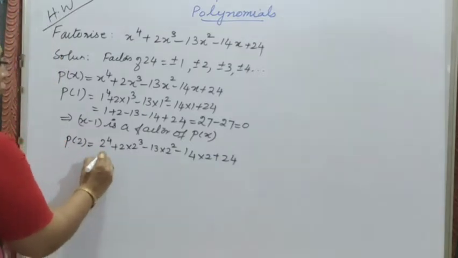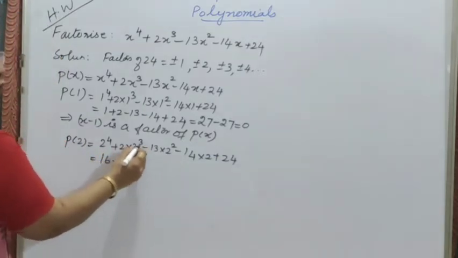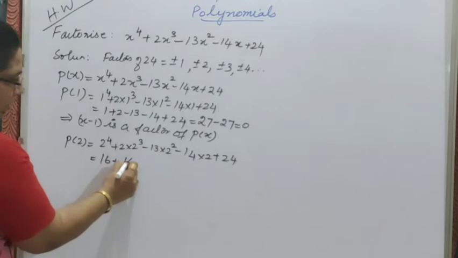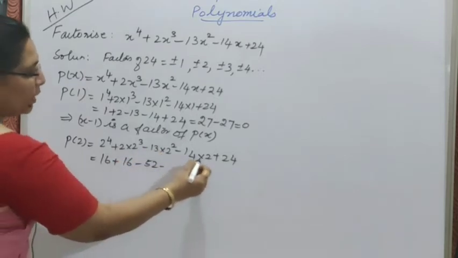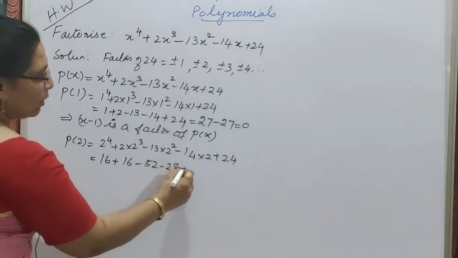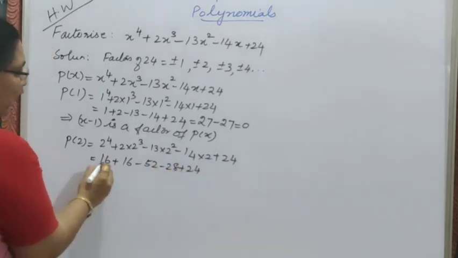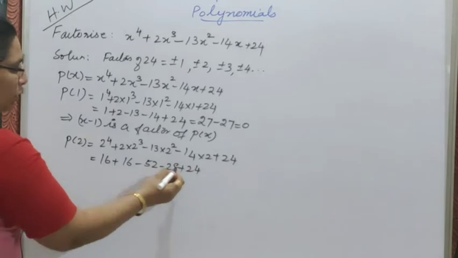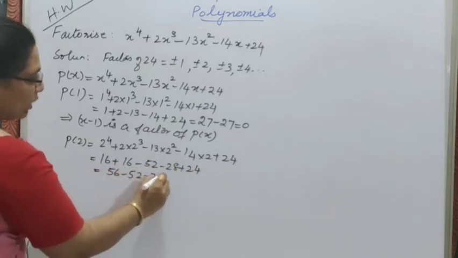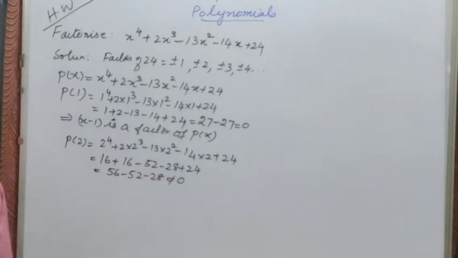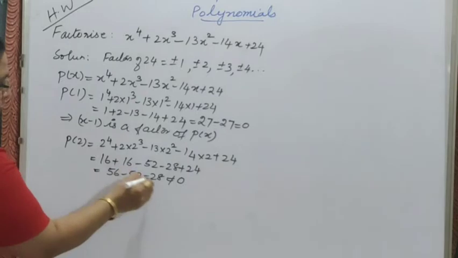So 2 raised to 4 is 16 plus 2 cube is 8, 8 into 2 16, 13 into 4 52, minus only this, minus 14 into 2 28 plus 24. If you add 16, 16, 32 plus 24, it is 56, minus 52 minus 28, so never it is equal to 0. So we cannot say that x minus 2 is a factor. So p of 2 not equal to 0.